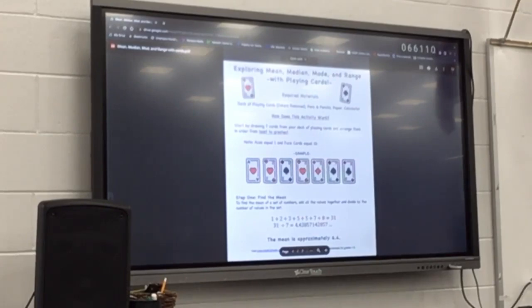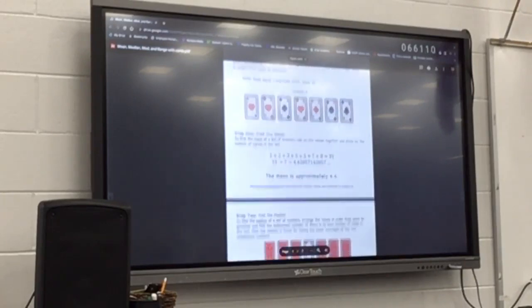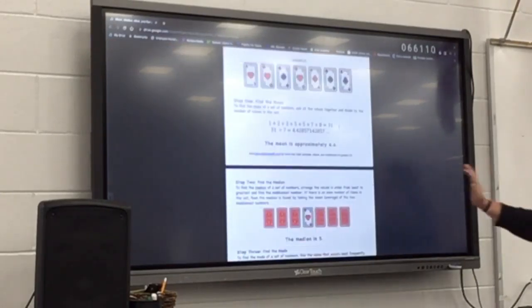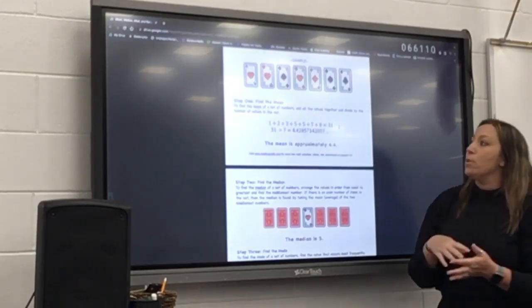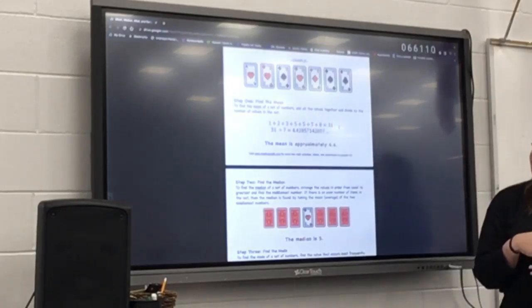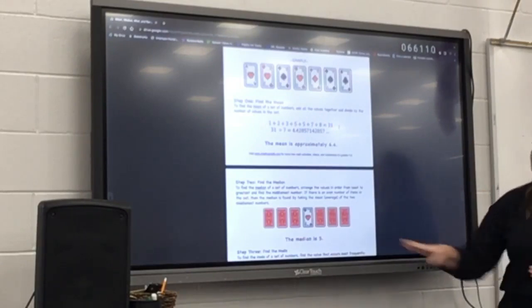The jack, queen, and king are 10s, and the ace is 1. So keep that in mind. So for your first step, each time you're going to find the mean. It tells you exactly how to find the mean on your handout that you're going to get for your group. So it says find the mean of a set of numbers, add all the values together, and divide by the number of values in the data set.